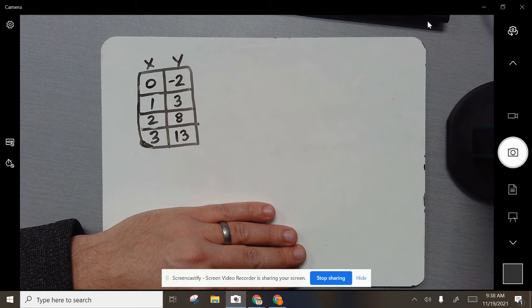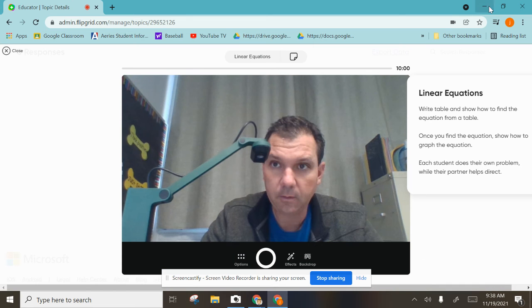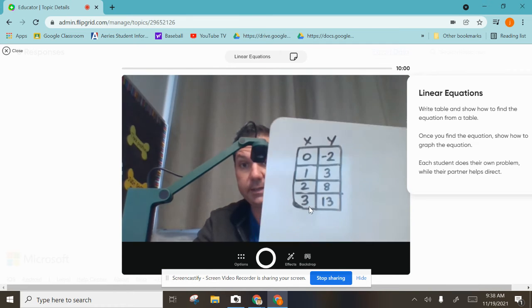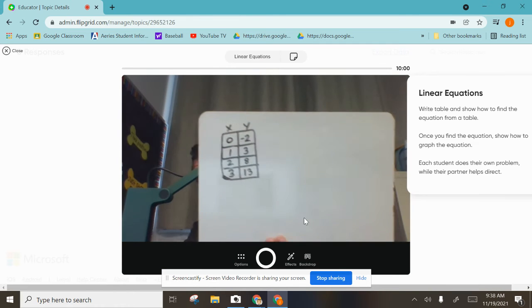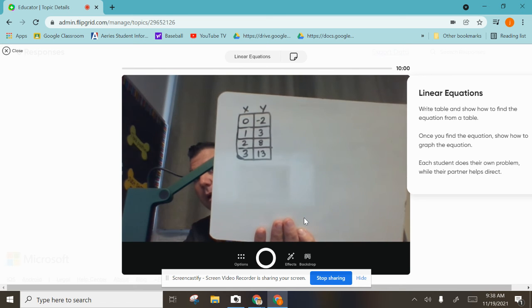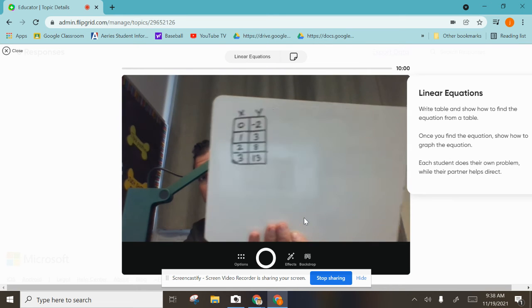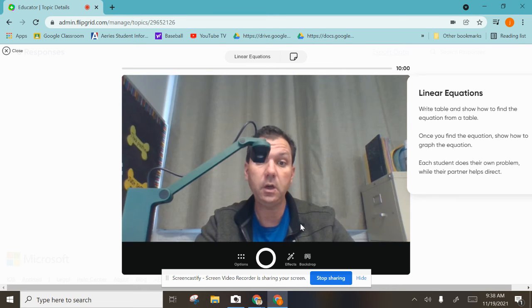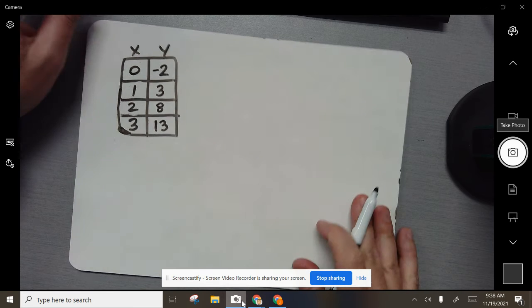So you're going to click this one again. I don't know if it's going to let me now. You would click and go, all right, guys, here's my table. I'm going to show you right now how to turn that table into an equation. First step is to do, and then you would go through the steps. Let me just show you on this camera, because that's the way I do it. I have a special camera in my class.